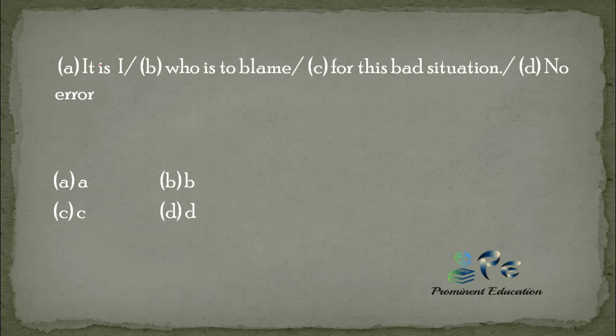Now let's move on to our next question. It is I who is to blame for this bad situation. Now when you look at the sentence, try to locate the subject. I here is the subject, and with I you always use am. So in place of is you will have to use am. So part B contains an error. It is I who am to blame for this situation is absolutely correct. So the answer of this question is part B.